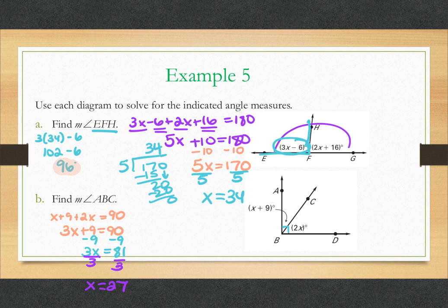Again, it doesn't want just the x. It wants ABC. ABC is the x plus 9. So 27 plus 9 would be 36 degrees.